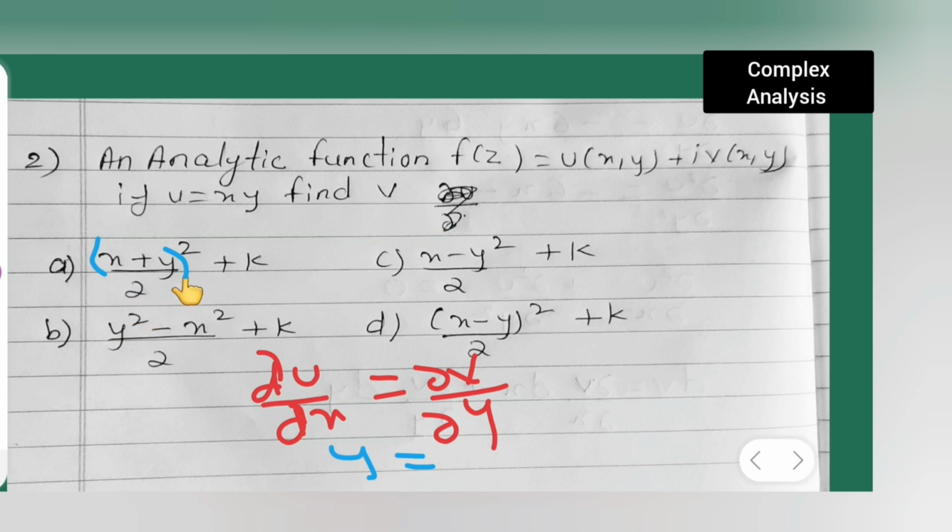No, in this you are not getting it. In this you will get minus 2y upon 2. So not possible, the minus sign is coming. So here also it is not possible. In this you will get 2y upon 2, so 2 will get cancelled, y will remain, right. So this is the correct option, okay.